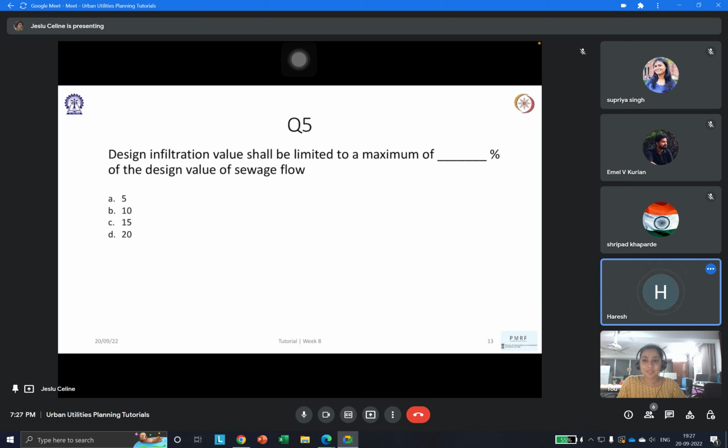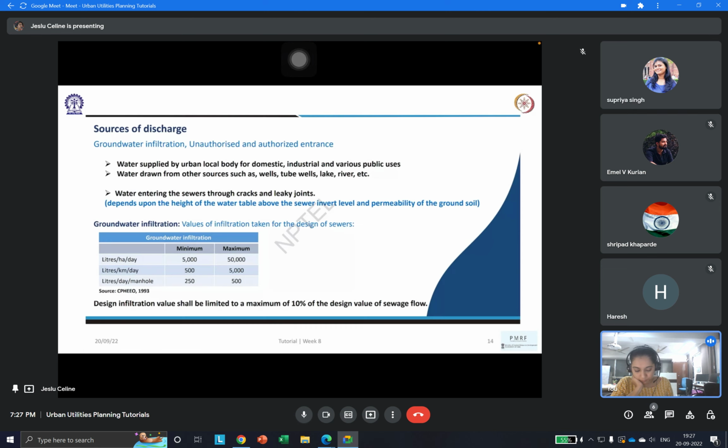5%, I think. Wow, nice. Okay, the answer is 10%. So all three of you, Supriya's two guesses plus Harish's one guess, we eliminated all the options and we got 10. The reason is just the value which we have taken based on historic data, the infiltration value. So usually design infiltration, we take a maximum of 10 percentage of the design value.